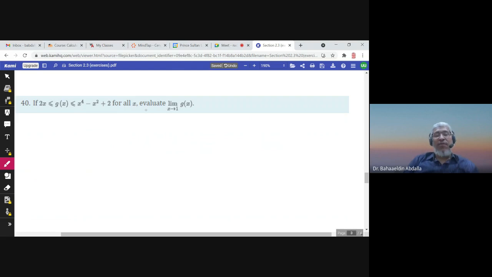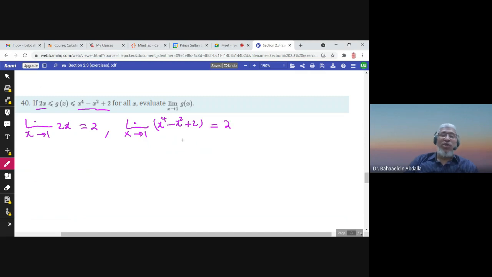Here, evaluate the limit of g of x. G of x lies between two functions. So we remember the squeeze theorem here, and we try to find the limit of this function 2 of x when x approaches 1. Well, we replace x by 1 and the limit is 2. What about the limit of the other function, x to the power 4 minus x squared plus 2, when x approaches 1? It would be 1 minus 1, that's 0, plus 2, so it would be 2.